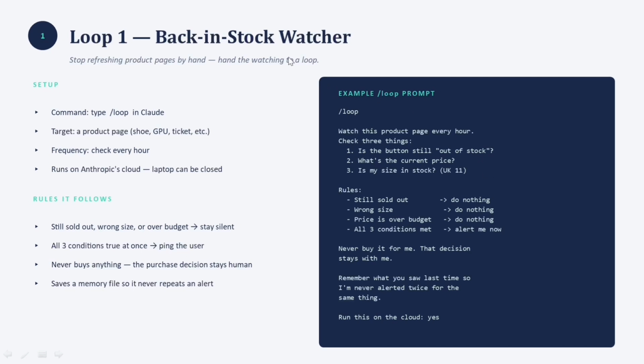Then loop 1 is back in the stock watcher. As I previously gave you the example of the stock market, you can try this setup and the rules that you need to follow when you are setting up a stock watcher. Also, I have given some loop prompts for your device. You can try it on your device and you can also have a look at the output.